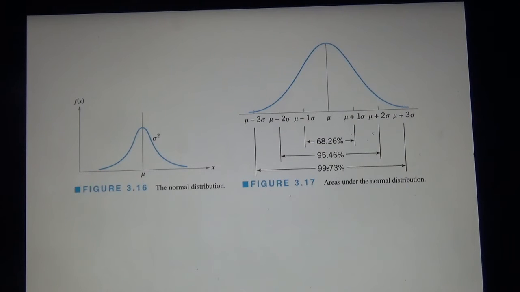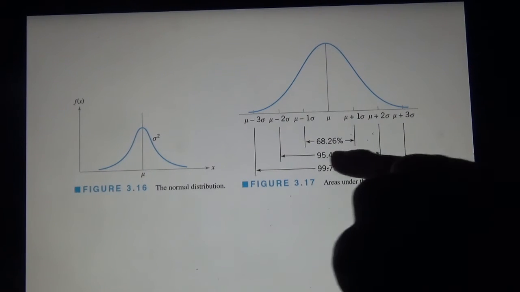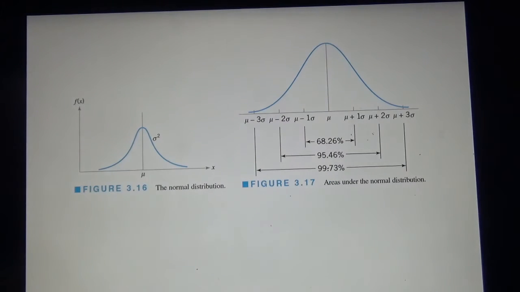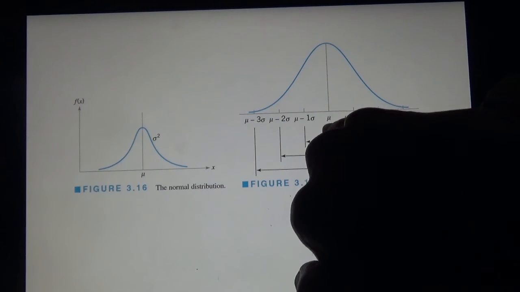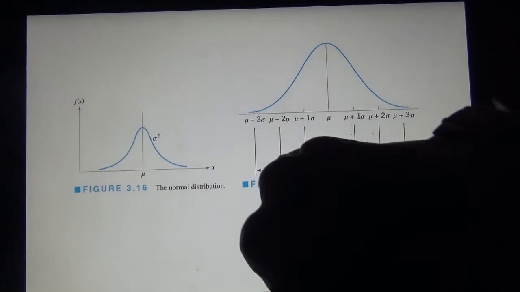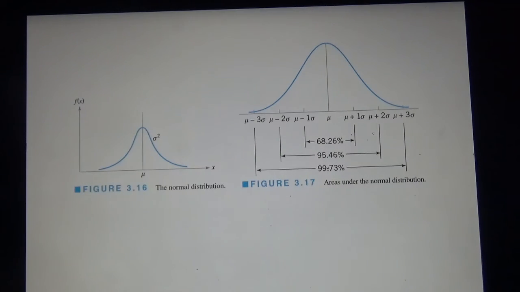Investigating the normal distribution, these values are important. Why? Because this is the range between minus 1 sigma and plus 1 sigma. So we add 1 sigma to the average, to the right and to the left. And 95.46% is for the 2 sigma interval, and 99.73% is for the 3 sigma interval.